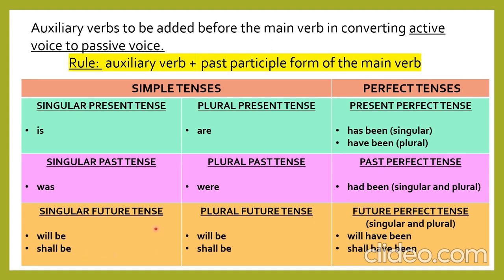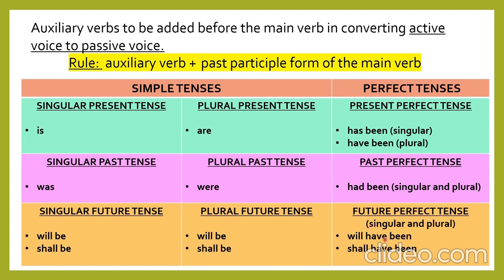Next, for singular future tense, we're going to use will be, shall be. And if it's plural future tense, it's just the same. Will be, shall be. Let's say, for example, the children will be invited to the program. Children is more than one, that's plural. So we used will be. The children will be invited to the program. Or if it's singular, the child will be invited to the party. So it's just the same, whether it's singular or plural.